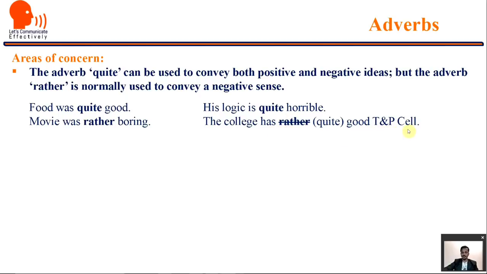We have a habit of saying it like this. Usually, when we are talking about something in addition, we use rather. Like the college has so many facilities and you want to tell that it also has a good TNP cell. So we use the college has rather good TNP cell. So rather, no, it is not for positive. It is always used for negative. So here you should say the college has quite a good TNP cell.